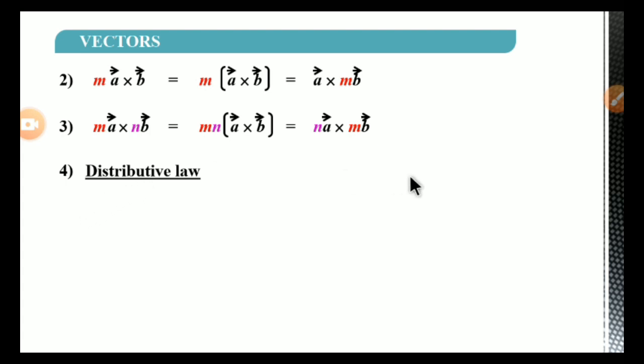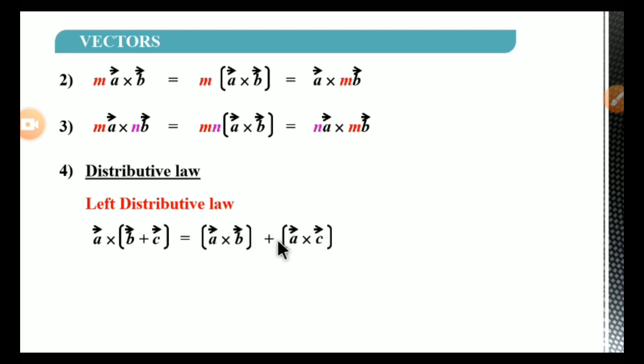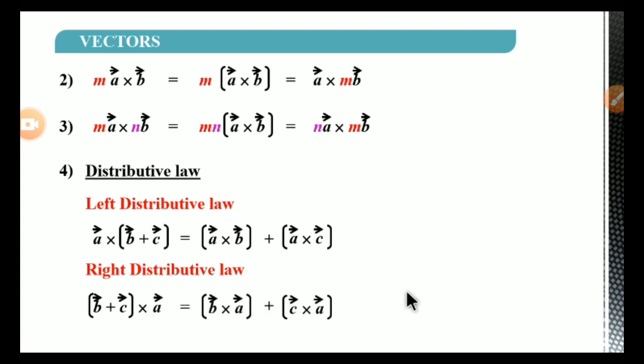Now the distributive property. The left distributive law states that a cross into the bracket of b plus c can be written as a cross b plus a cross c. Also we have the right distributive law, given as b plus c cross a, which is exactly equal to b cross a plus c cross a. So students, please remember all these properties.